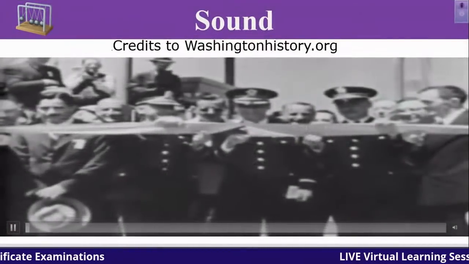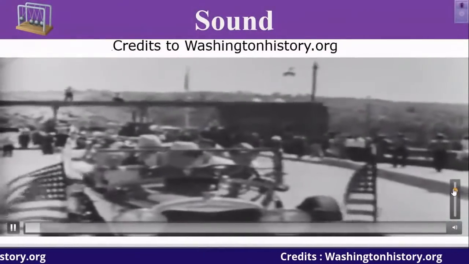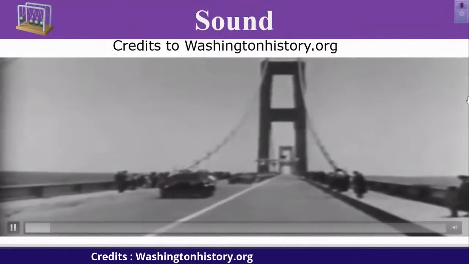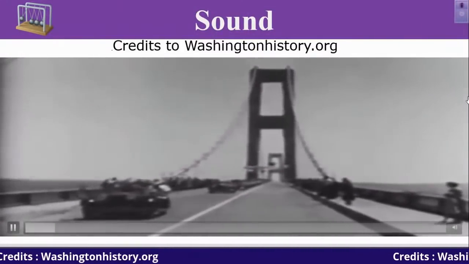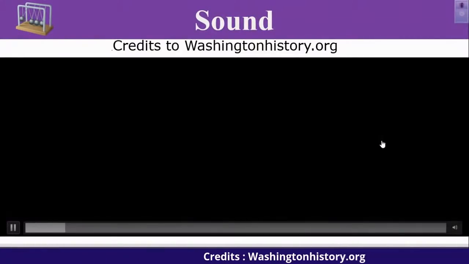Yep. It was the third longest suspension bridge in the world. Thousands of people attended the ceremonies. Thousands more worldwide were intrigued by the bridge's extraordinary width to length ratio and its exceptional flexibility. But the Tacoma Narrows Bridge had an even more fascinating characteristic.